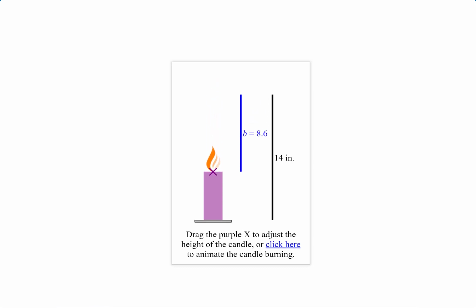If we imagine pausing the situation, you should notice that the remaining length of the candle in inches is the difference between 14 and B. Or the remaining length of the candle in inches is B inches less than 14. And therefore, if we knew the value of B, we could compute 14 minus B, and that would tell us the remaining length of the candle.